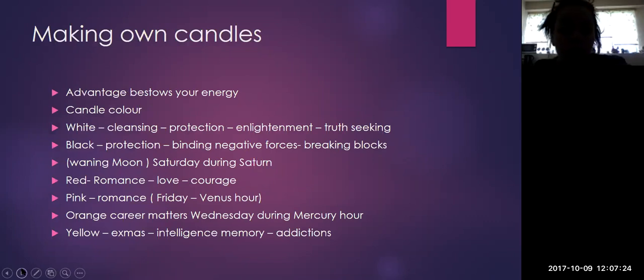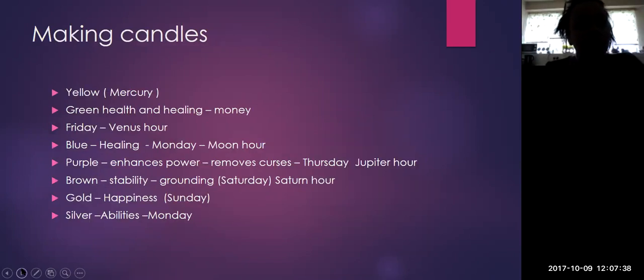The advantage of making your own candles is it bestows your own energy. You can change the color of them. You can have a mixture if you like, put herbs into them. You can put essential oils into them, which are really, really lovely. So I'm going to do one in a minute. I'm doing a smell in a minute, so I'll do them later.